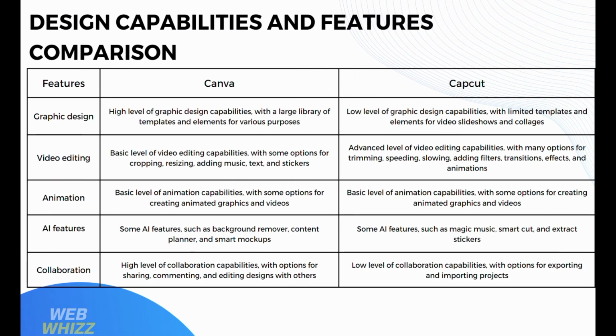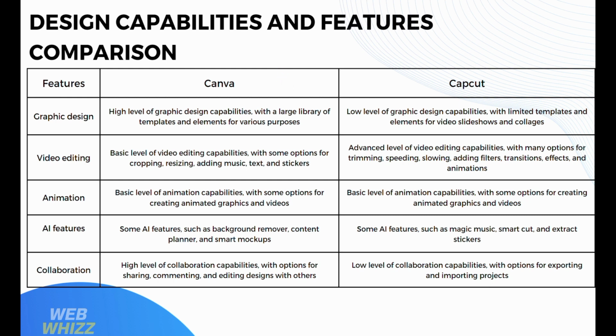In terms of graphic design features, Canva offers a high level of graphic design capabilities with a large library of templates and elements for various purposes, while CapCut offers a low level of graphic design capabilities with limited templates and elements for video, slideshows, and collages. While in terms of video editing features, Canva offers a basic level of video editing capabilities with some options for cropping, resizing, adding music, text, and stickers, while CapCut offers an advanced level of video editing capabilities with many options for trimming, speeding up, slowing down, adding filters, transitions, effects, and animations.